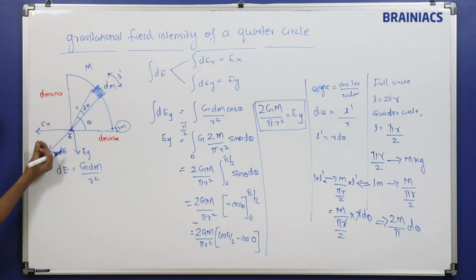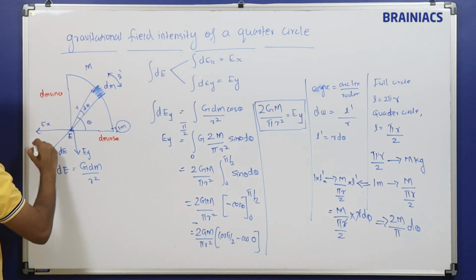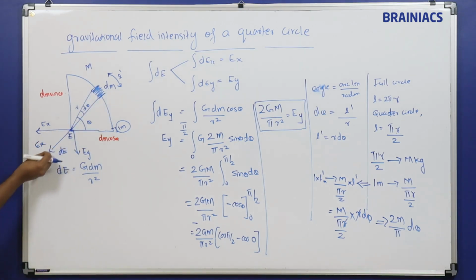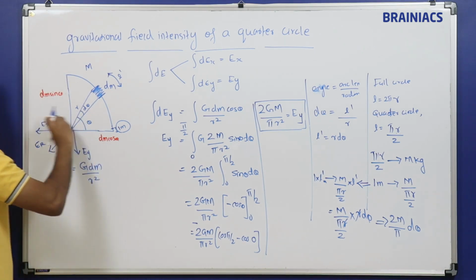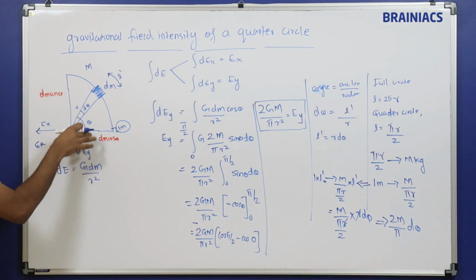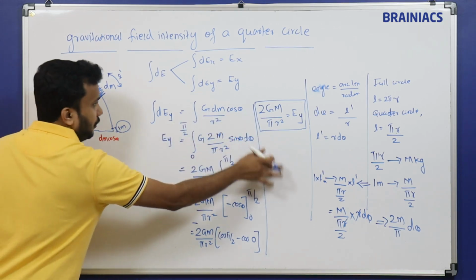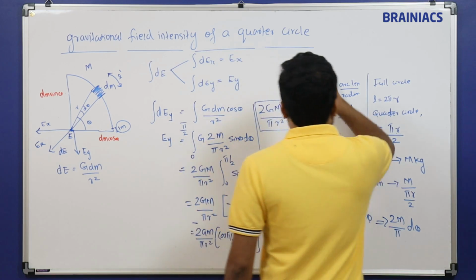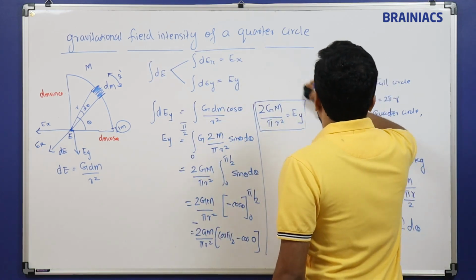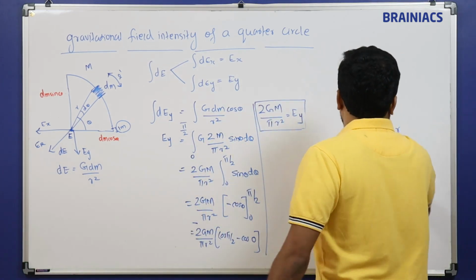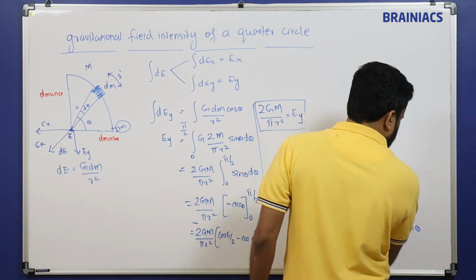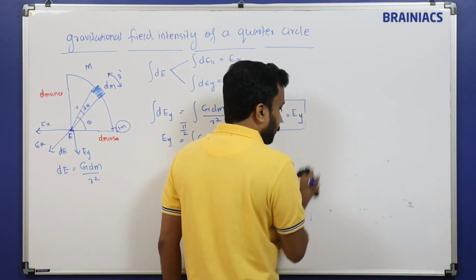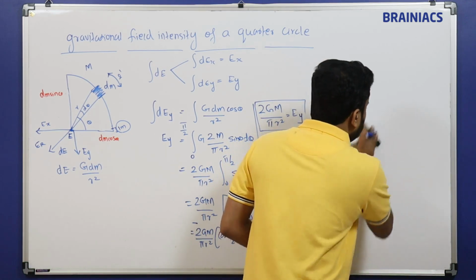So the resultant gravitational field intensity in this direction is split into two components, x component and y component. So we got the x component, and we got the y component also. Both are the same, magnitude wise both are the same. So now we have two vectors, right? What are the two vectors?